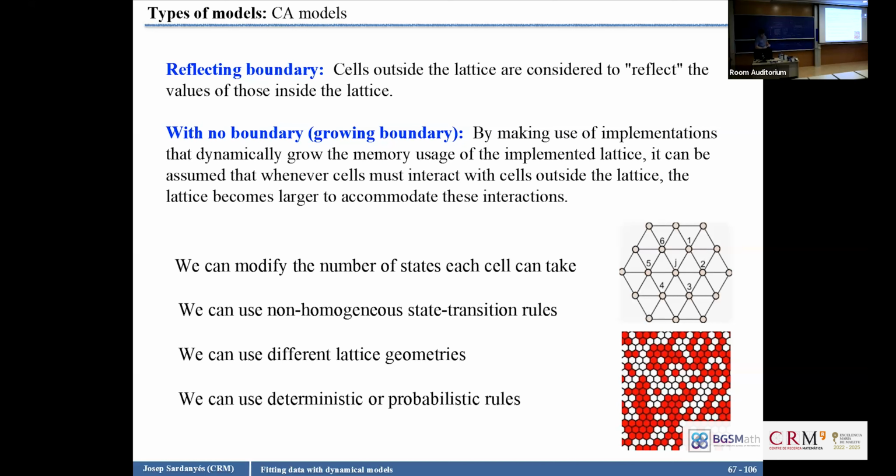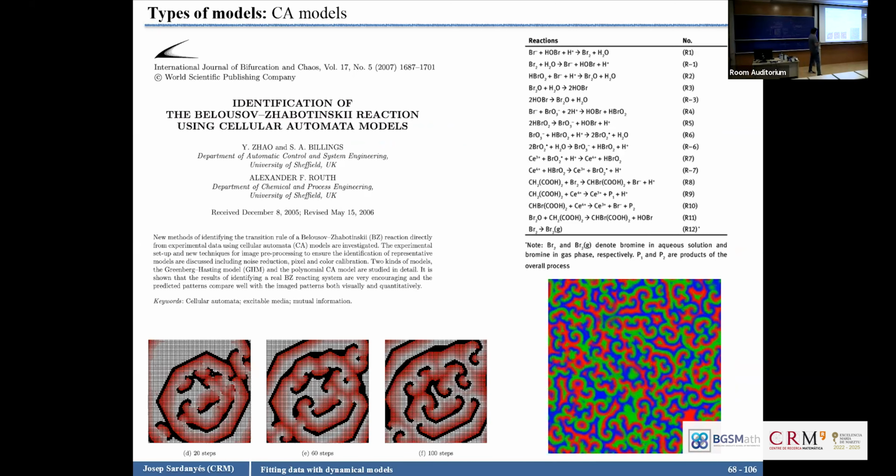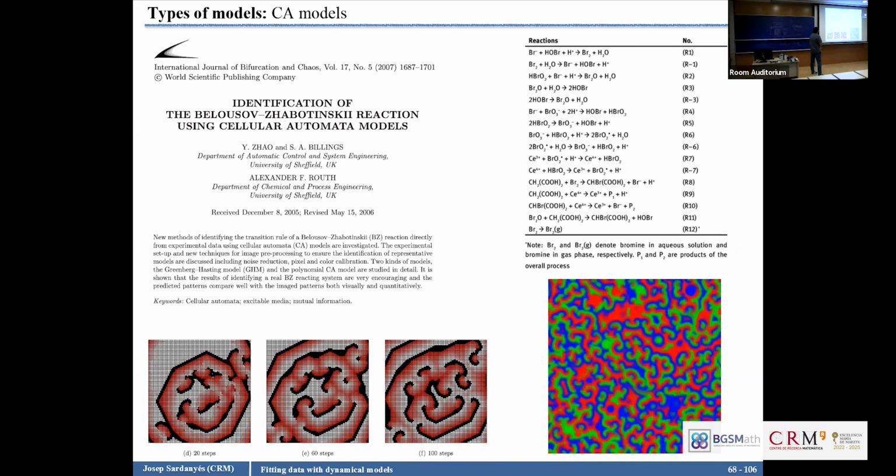Okay, this is one of the nicest examples. I don't know if you know about the Belousov-Zhabotinsky reaction. This is a biochemical reaction that is not a simple reaction. I mean, you have all these reactions. You have malonic acid, bromate, etc. Water. You have a lot of things. And these are the number of reactions.